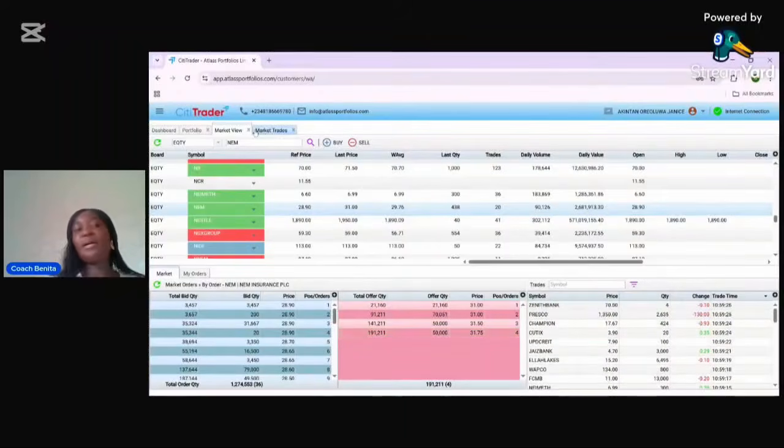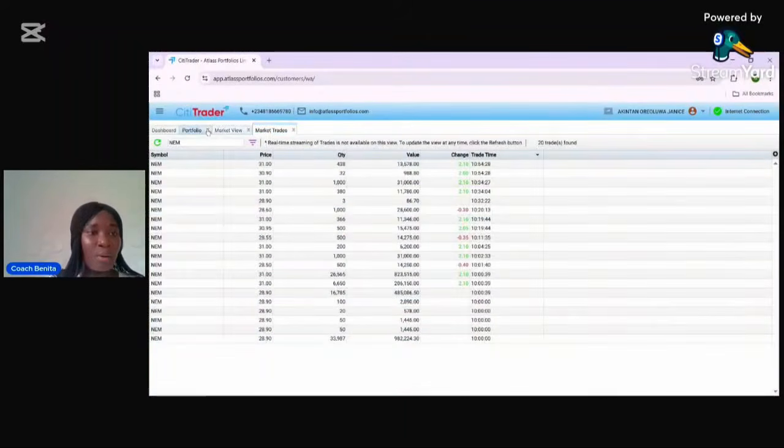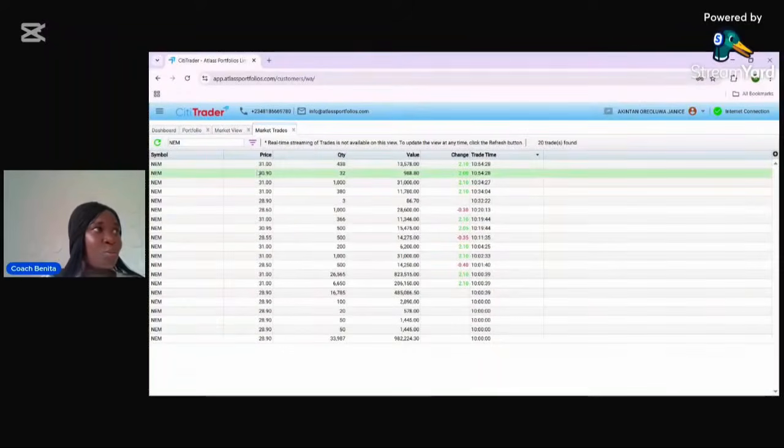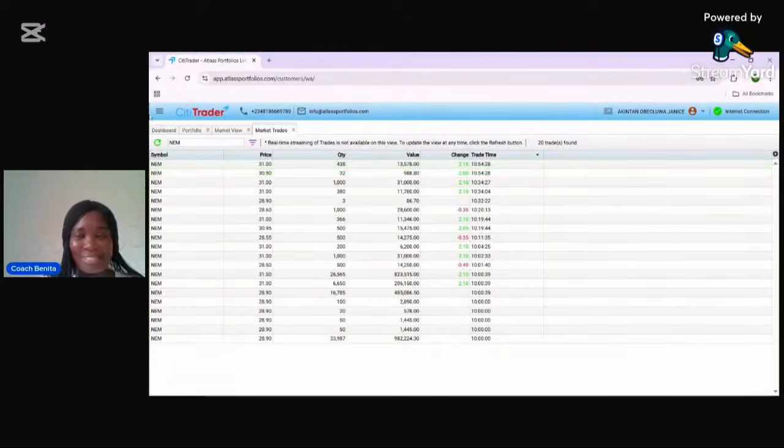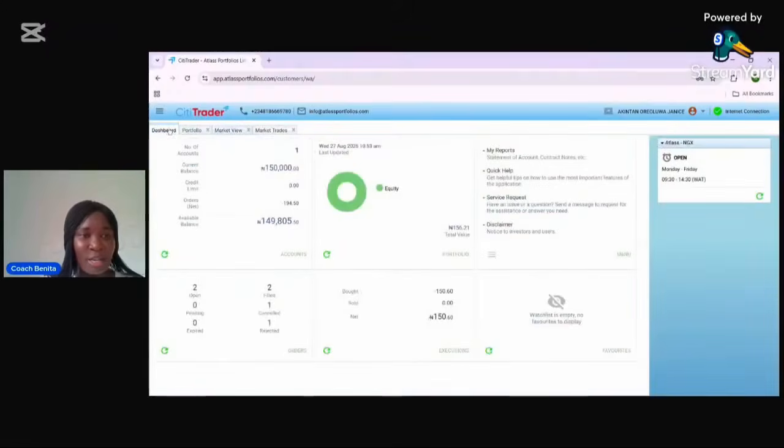So that's the way to make our bids and offers. Before we round off, it's almost 1 hour. We have 1 minute to 1 hour. So before we round off, let me know if we have questions so that I can take them. Okay, let's come back to the dashboard.